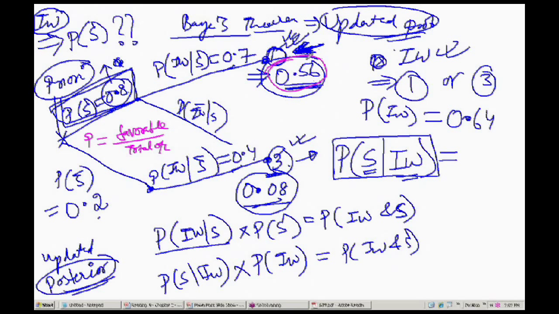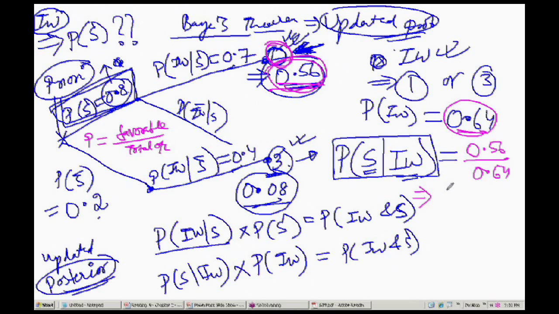What is the favorable outcome? The favorable outcome will be 0.56, because Sachin is playing in this node 1. So my favorable outcome will be 0.56. What will be my total outcome? Total outcome will be the summation of 1 and 3, 0.64. So my total outcome is 0.64, the summation of 1 and 3, and my favorable outcome is 0.56. So I can say that the probability of Sachin playing given India winning is 0.56 divided by 0.64.